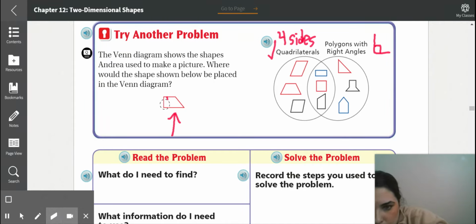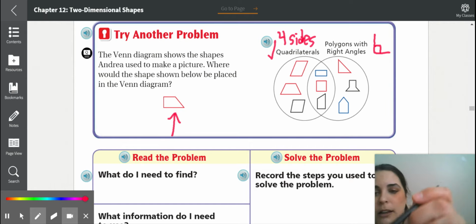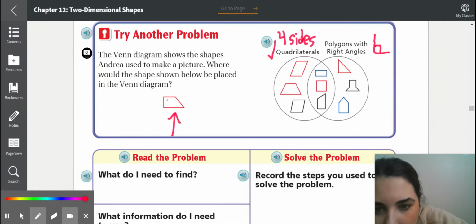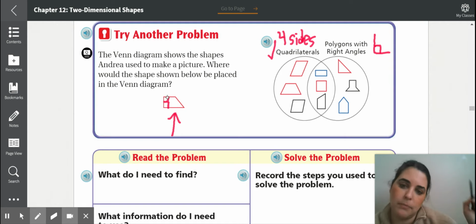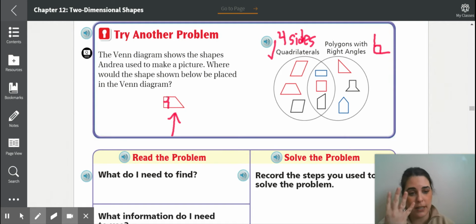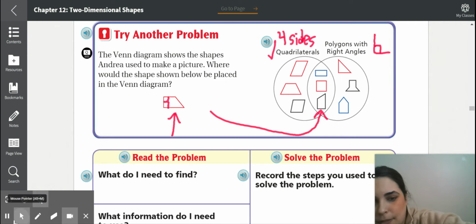Sorry, it's hard for me to write with this little pen that I'm using, but you just have to be kind of careful. We could put a right angle there and then again on the bottom. Okay, so it has four sides and it also has right angles. So this shape would go in the middle. Because it's a quadrilateral and it has right angles, it has both, so it gets to go in the middle.